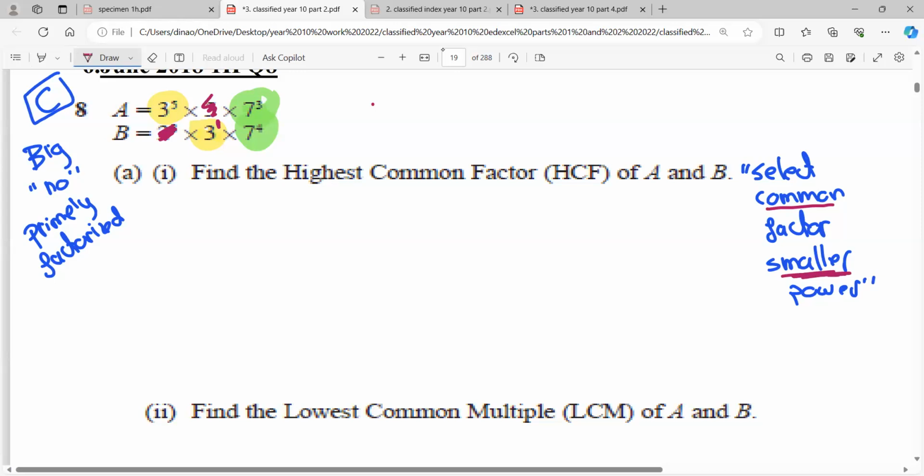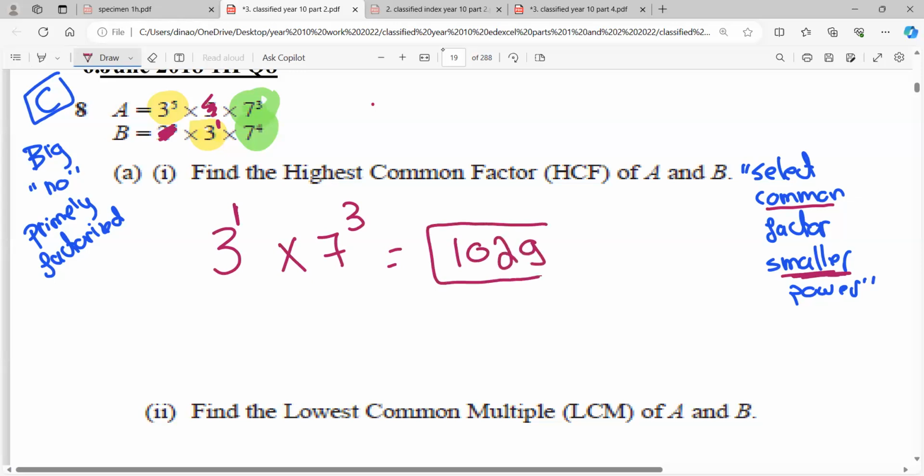Okay, so from the highlighted yellow I select the smaller power. From the highlighted green I select the smaller power. And then I place it on the calculator. 3 times 7 power 3 and I will get an answer of 1029 straight away. Okay, so as we agreed, the HCF is on a diet. He selects the smaller power.